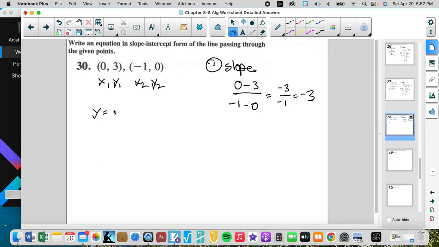Y equals, oh, that's a positive 3, Mr. Mac. Two negatives make a positive.